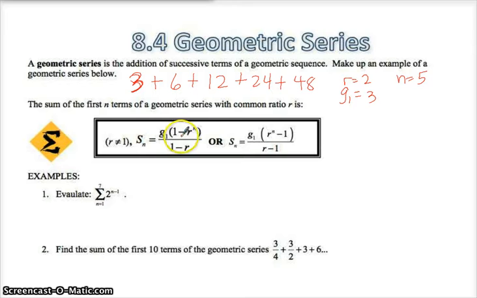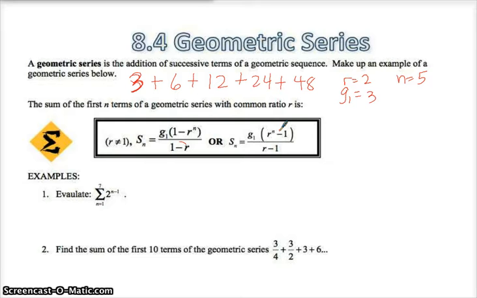So why do we say we can put it either way? G sub 1 times 1 minus r to the n divided by 1 minus r, or G sub 1 times r to the n minus 1 divided by r minus 1. Well, here we would get a negative in the numerator divided by a negative, and a negative divided by a negative makes a positive, which is the same as a positive divided by a positive, which stays positive. So they're the same thing. Why might we use one over the other? That's another question. Maybe you'll figure that out as we do these examples.